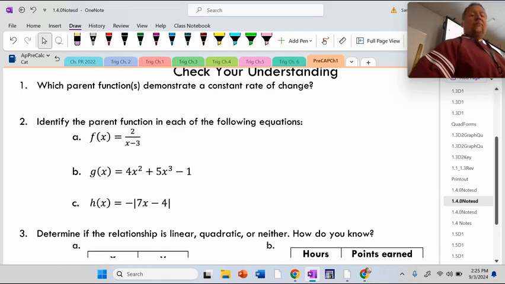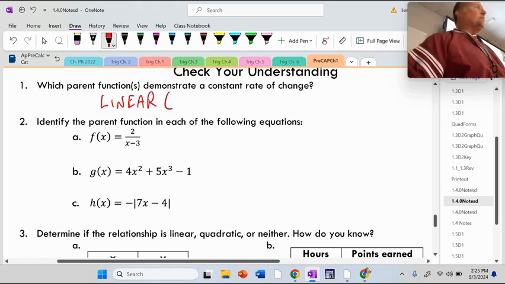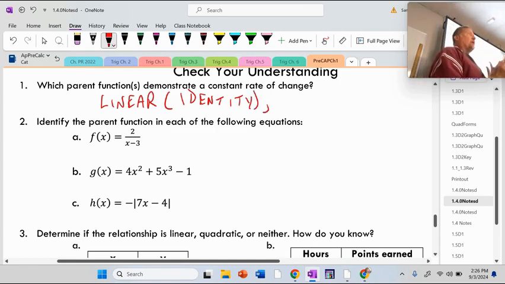Okay, so which parent function demonstrates a constant rate of change? Linear. Okay, but there might be one more. What did we call the linear one? The identity function. Okay, but there's another one that at least parts of it does have a constant rate of change. Which one is it? If you take certain parts of it, what's the next one?